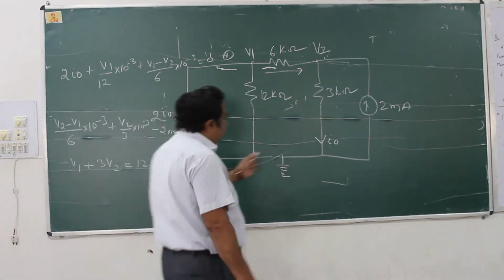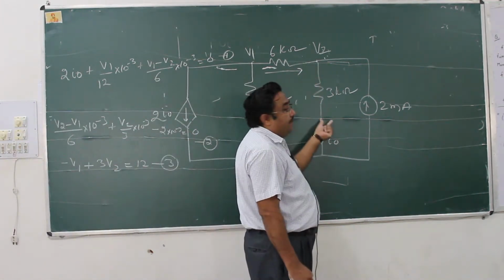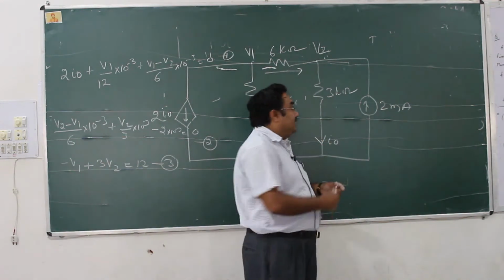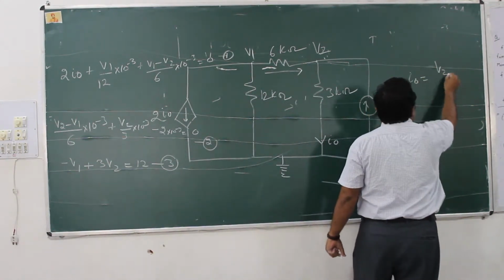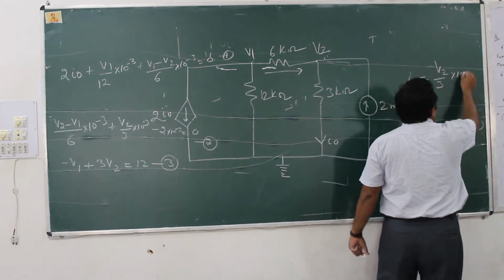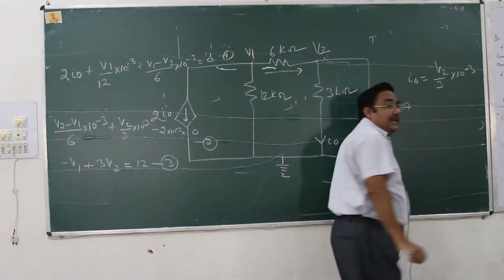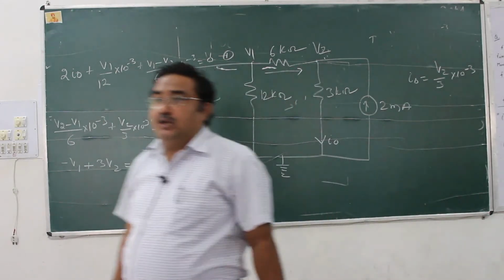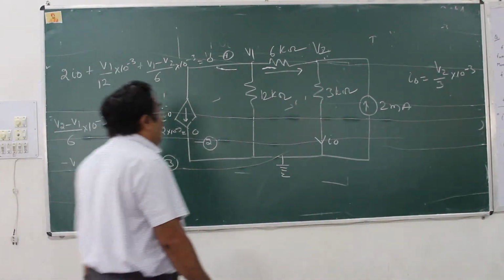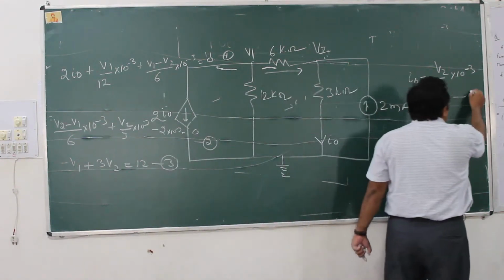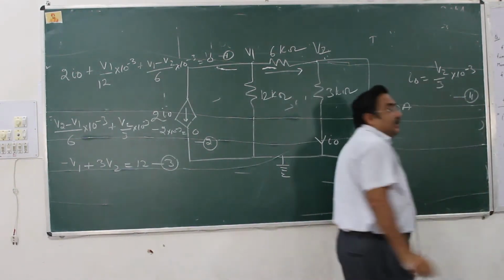What is I0? V2 upon 3 into 10 raised to power minus 3. So I naught is equal to V2 upon 3 into 10 raised to power minus 3. Do you agree or not? Okay, so let this be equation 4. Now substituting equation number 4 in equation number 1.